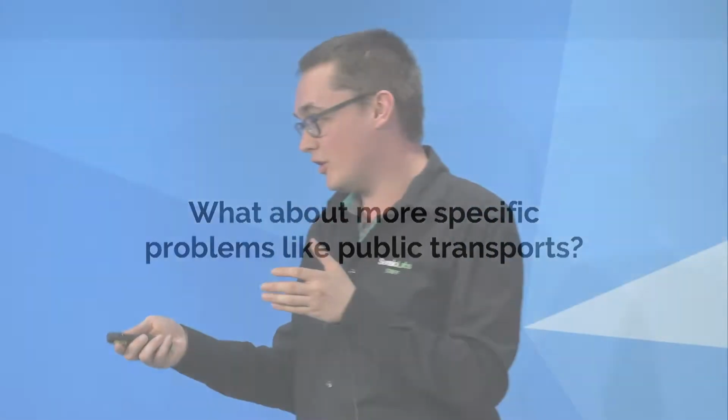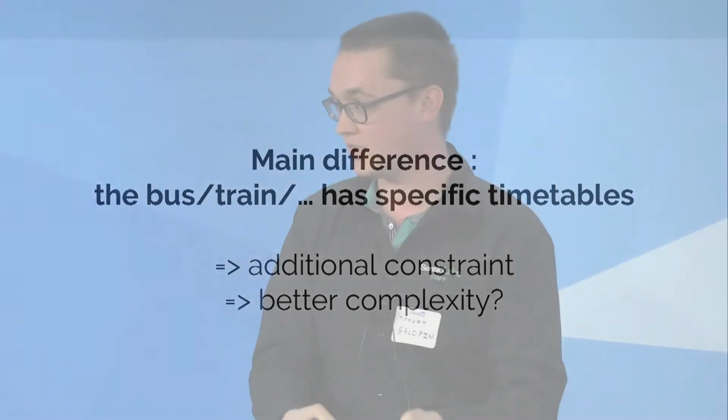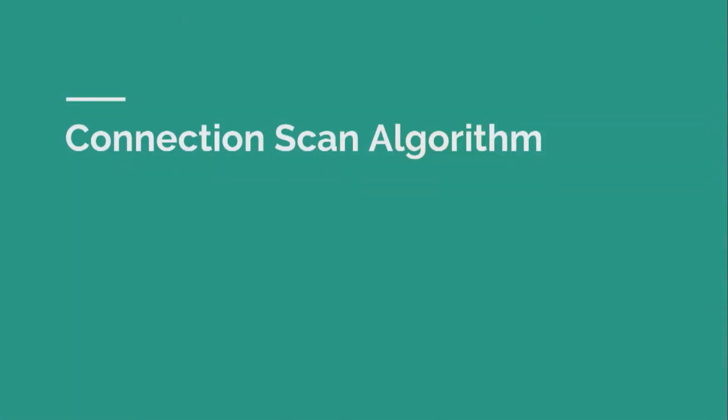Public transports are not classical transports. You have timetables. So when you have timetables, you have a new constraint in which you may be able to find a better complexity to solve this specific issue. And that's what I looked for, and I found the Connection Scan algorithm.